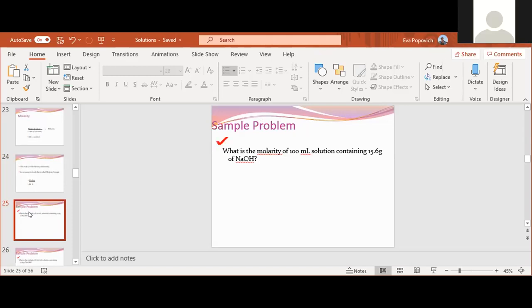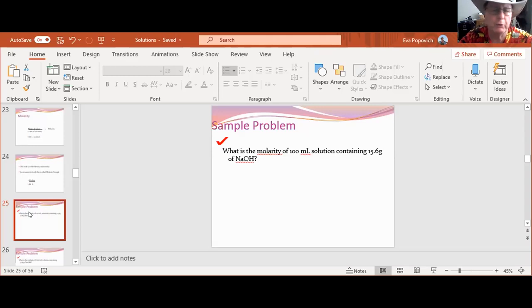You divide the 15.6 by the molar mass. I'm going to divide the 15.6 by 40.00 grams, which is the molar mass of sodium hydroxide. So Rebecca, can I get liters from this as well? Yes, if you divide by 1,000.